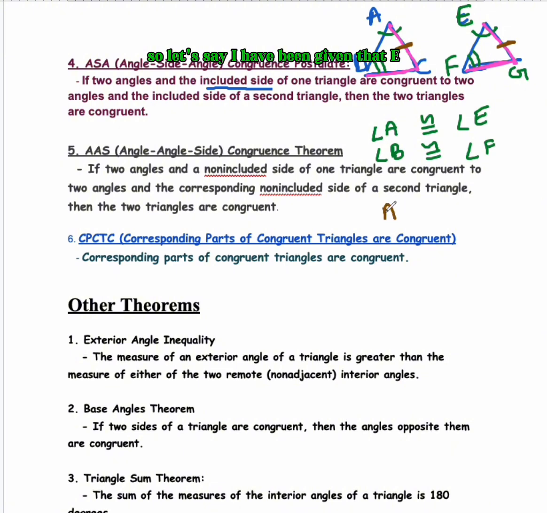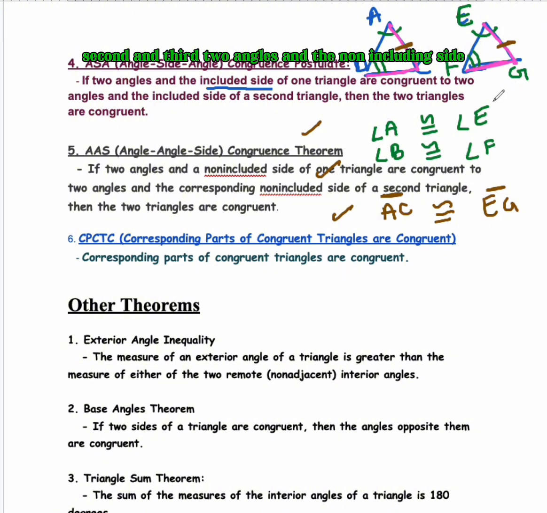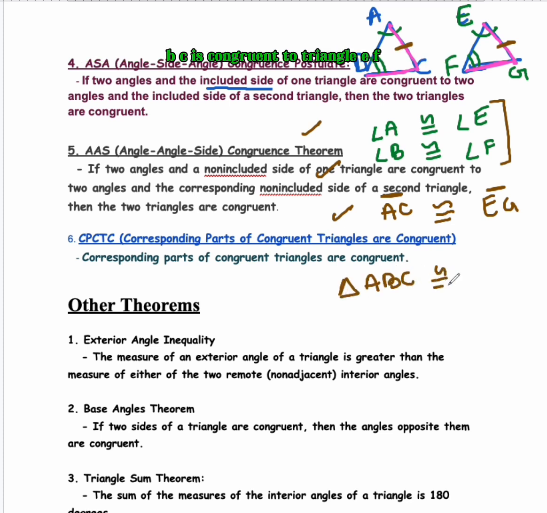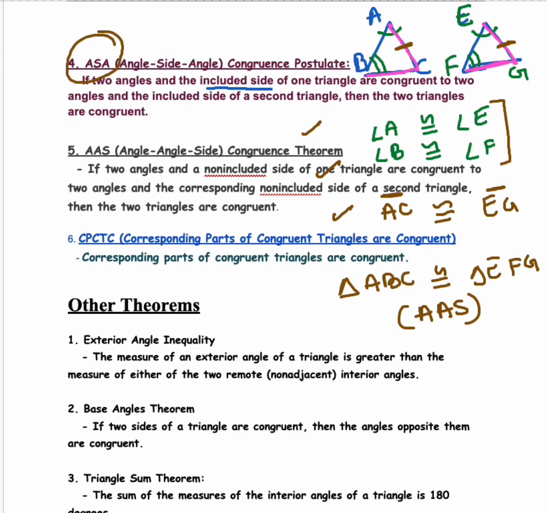So let's say I have been given that AC is congruent to EG. Now the information I have, first, second and third, is two angles and the non-included side. I can say that triangle ABC is congruent to triangle EFG by AAS. You can rewind the video and see that when we were talking about ASA, we took the side which was included between the angles. So if this were to be proven by ASA, then the information provided should be that the included side, which would be AB and EF in this case, should be congruent. But that's not given to us. We have been given that the non-included side is congruent, so it would be AAS.